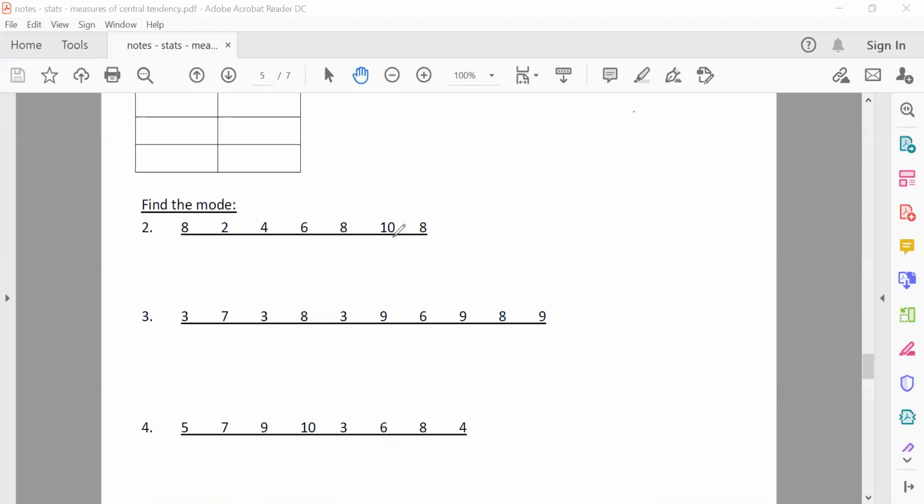Find the mode. What would you say? The data set is the numbers 8, 2, 4, 6, 8, 10, and then 8 again. What's the mode? 8. Yeah. Looks like 8 occurs 3 times, and the other data each occurs just once. So 8 is the clear leader.